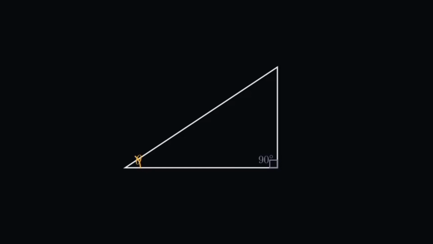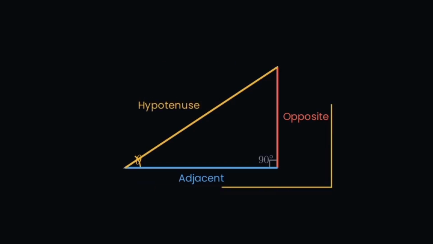From this angle, the three sides get their names. The side directly opposite theta is called the opposite side. The side touching theta is called the adjacent side. The longest side opposite the right angle is called the hypotenuse. These three sides are the key to everything that follows.